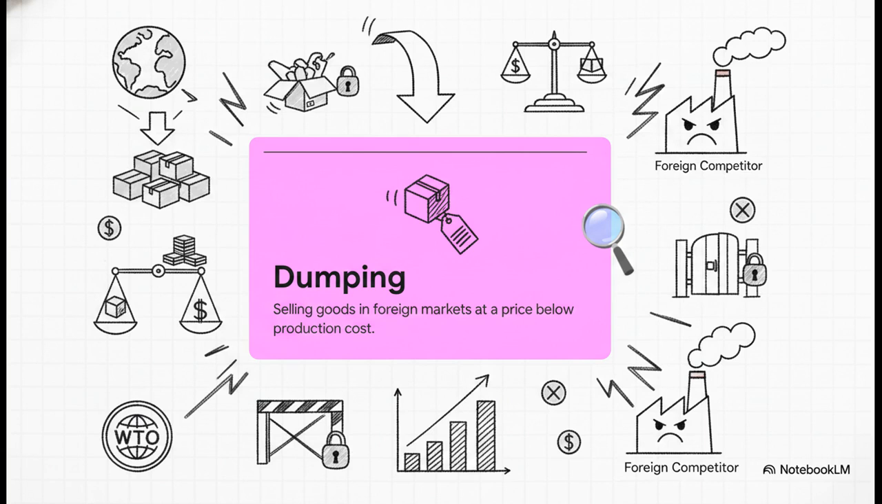Well, it's a predatory move. It's designed to drive local producers entirely out of business, so the foreign company can monopolize the market and just hike up prices later. To defend against this, groups like the World Trade Organization, along with national governments, step in. They deploy defensive shields like tariffs, which are essentially taxes on imports, and quotas, which physically cap the amount of goods coming in. This is all to protect domestic industries from just being completely hollowed out by predatory pricing.